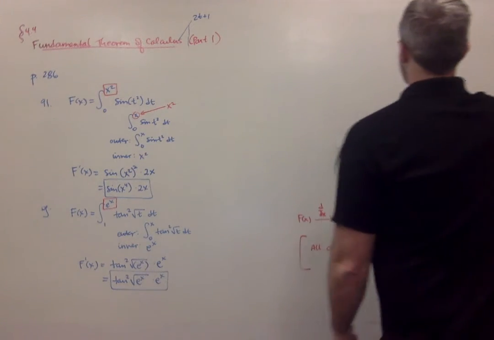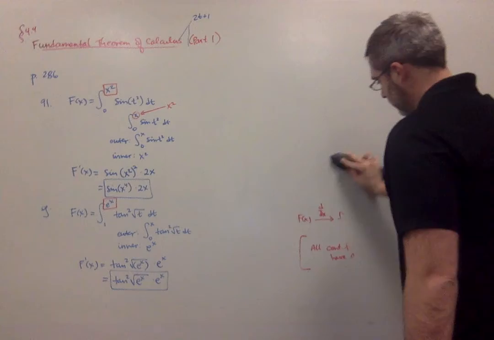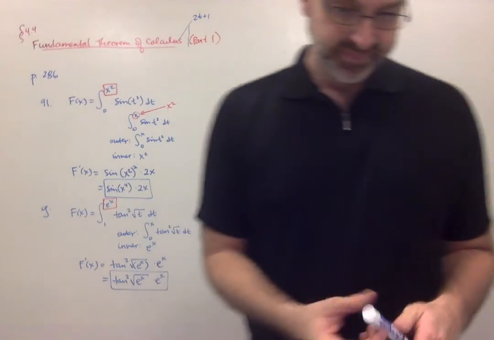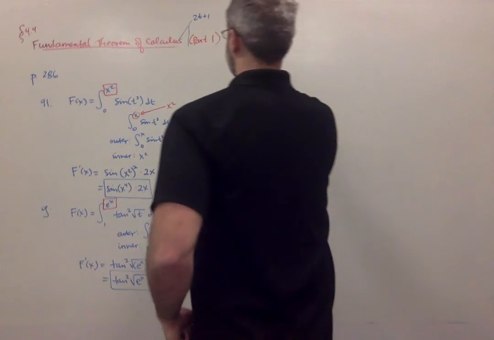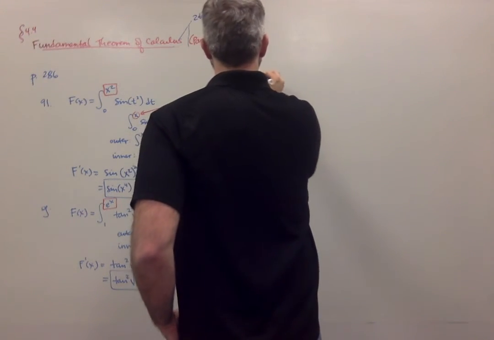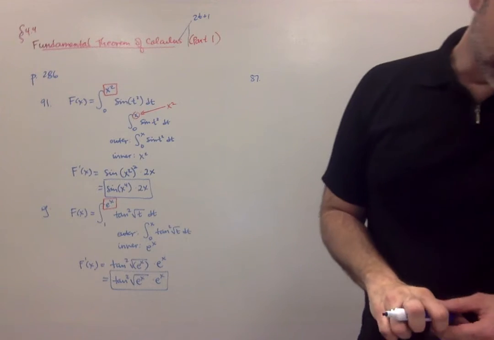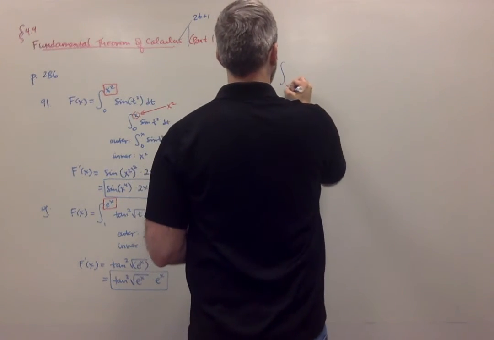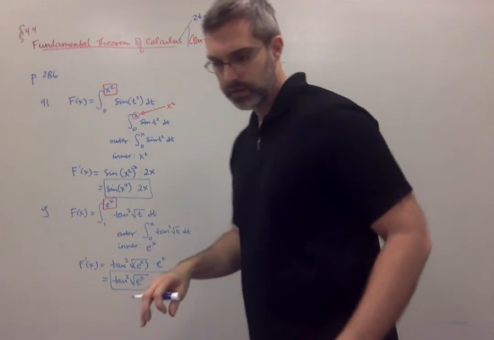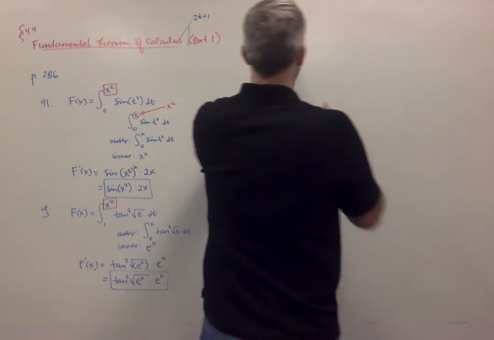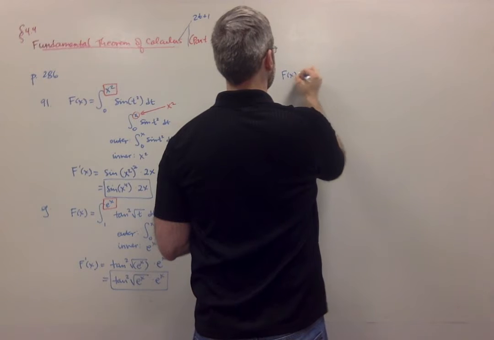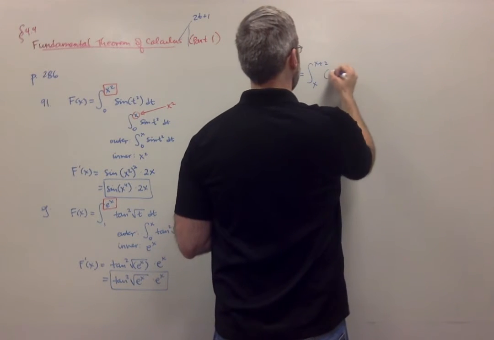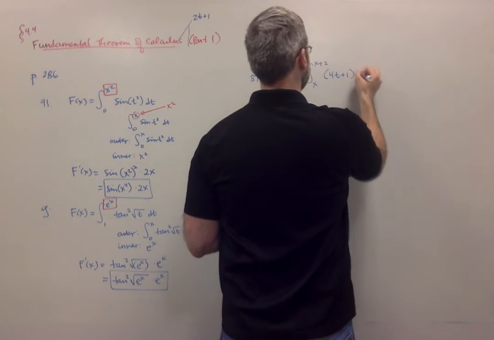So let me do number 87. That'll be our last one today. So number 87 says, let's do the area from x. So my function, f of x, is the area from x to x plus 2 under the function 4t plus 1 dt.